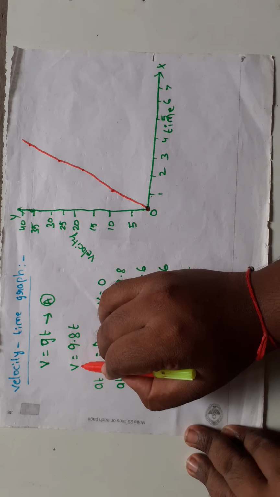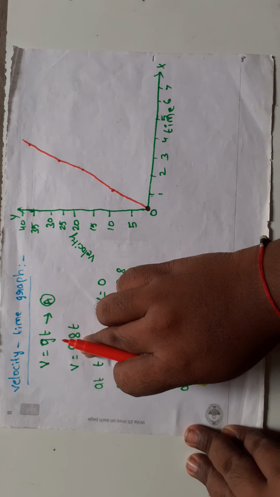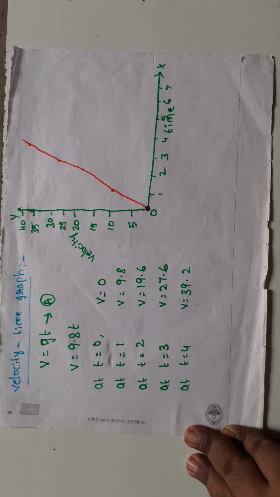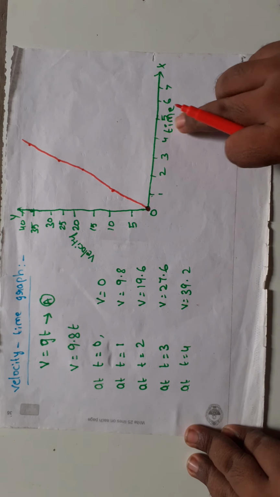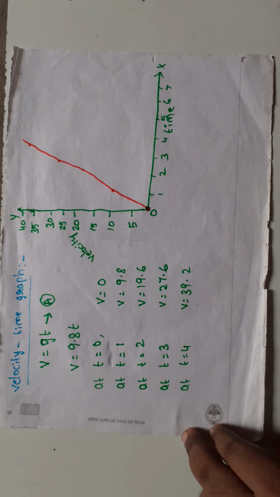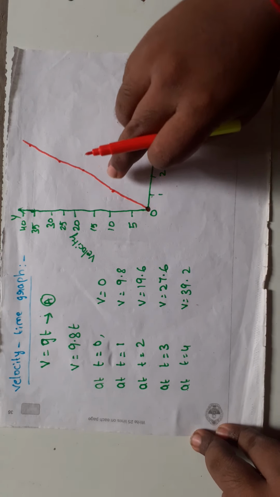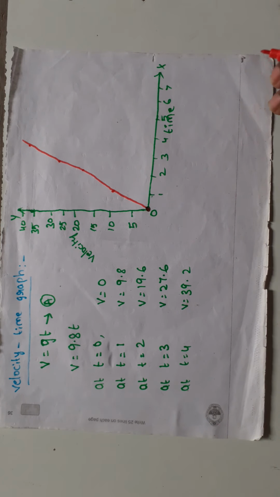So here you have observed that v equal to 9.8 into t. So 9.8 is constant. So it is in the form of the equation y equal to mx plus c. So y equal to mx plus c graph gives a straight line. So the velocity versus time graph also represents a straight line only. Acceleration versus time is constant. Here velocity versus time is a straight line.